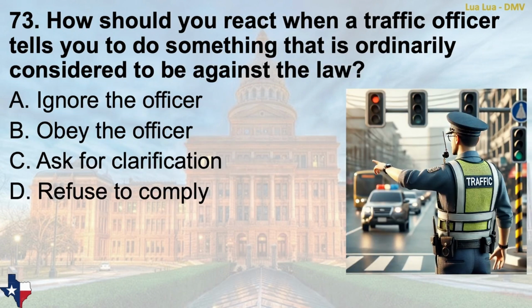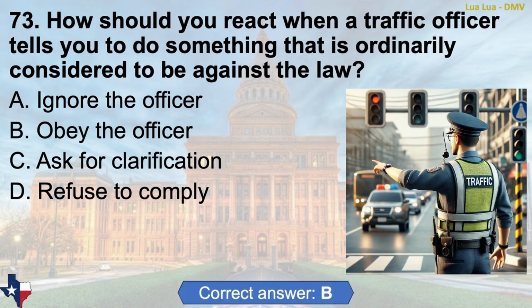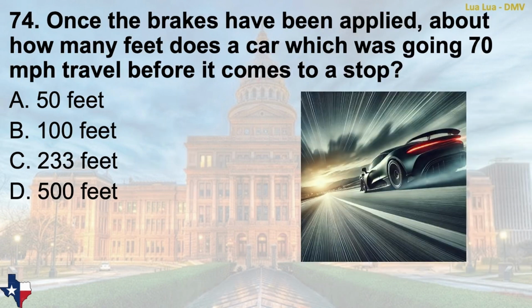Question 73. How should you react when a traffic officer tells you to do something that is ordinarily considered to be against the law? A. Ignore the officer. B. Obey the officer. C. Ask for clarification. D. Refuse to comply. The correct answer is B. Obey the officer.